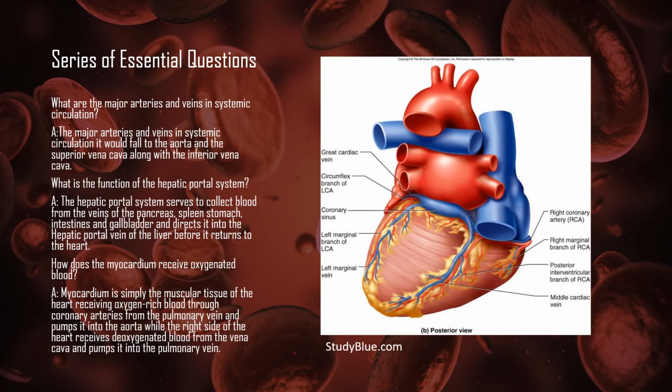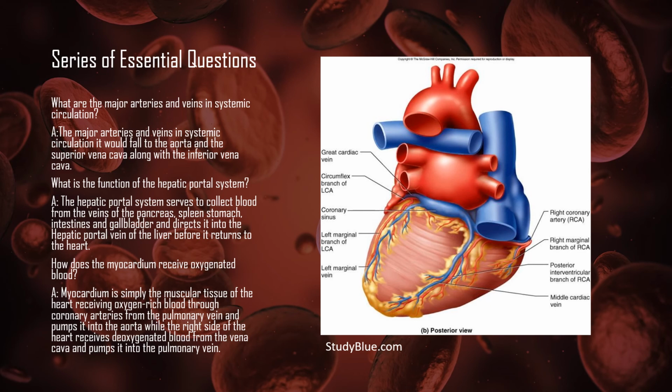The hepatic portal system serves to collect blood from the veins of the pancreas, spleen, stomach, intestines, and gallbladder, and directs it into the hepatic portal vein of the liver before it returns to the heart.